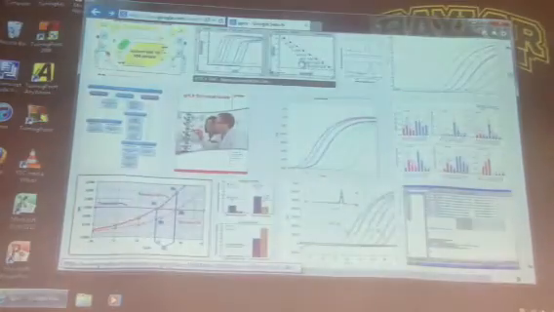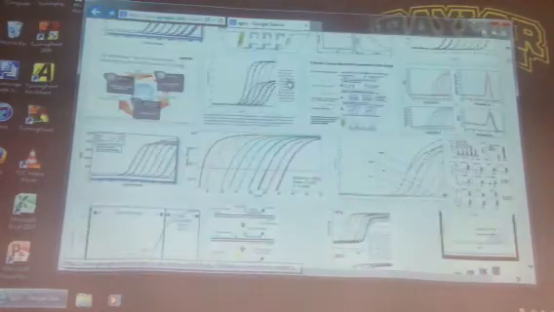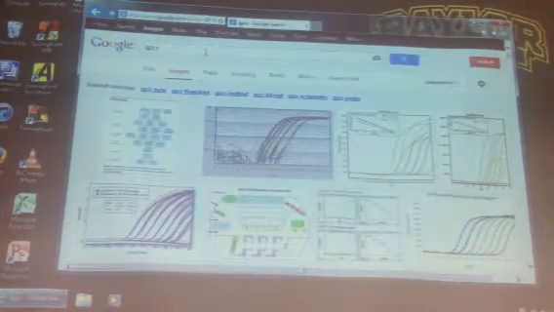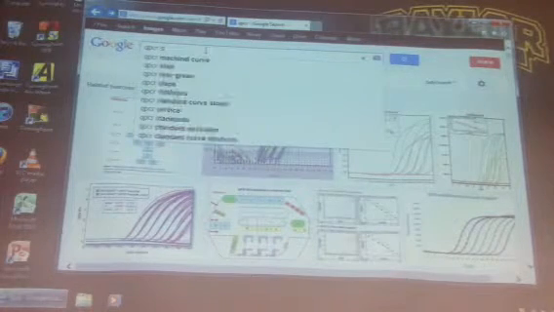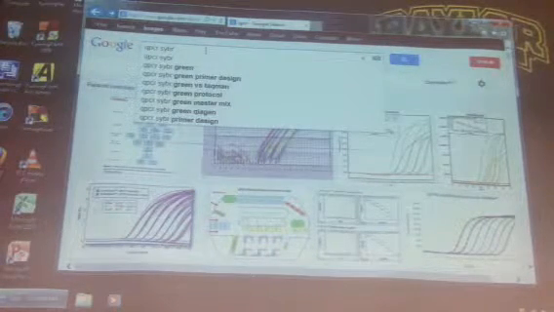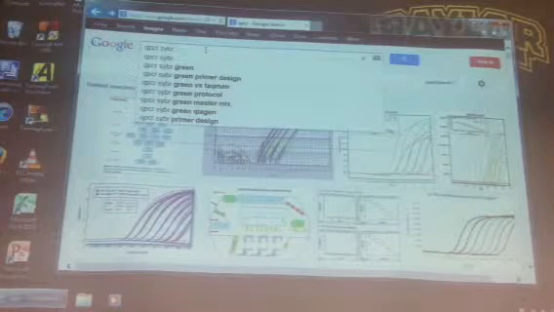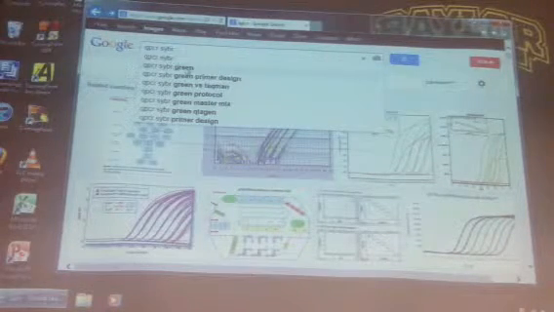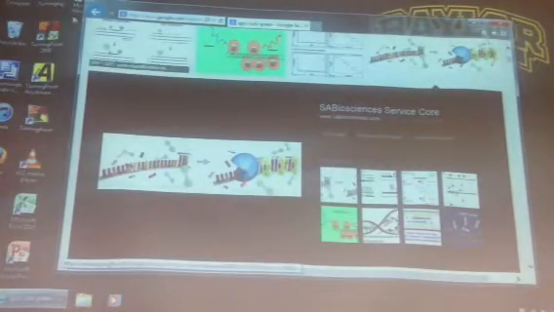Also, if you use SYBR Green, SYBR Green is the cheapest way to do it. There are more expensive ways, but let's look at that real quick. There is a, oh, here it is, back here.